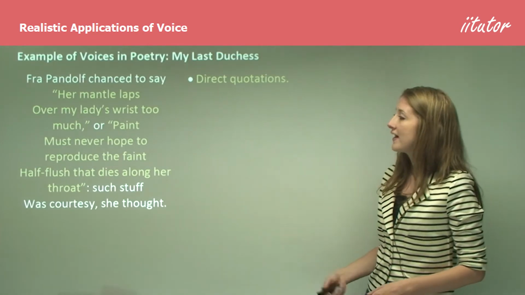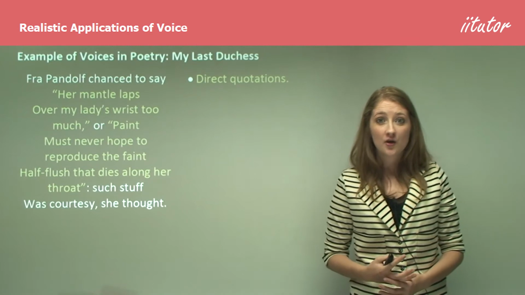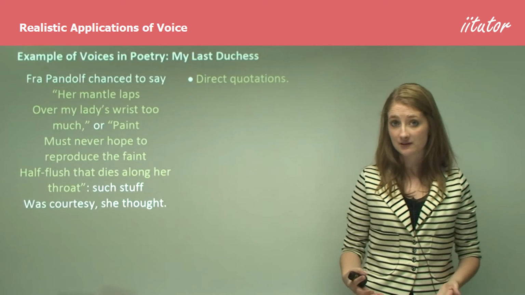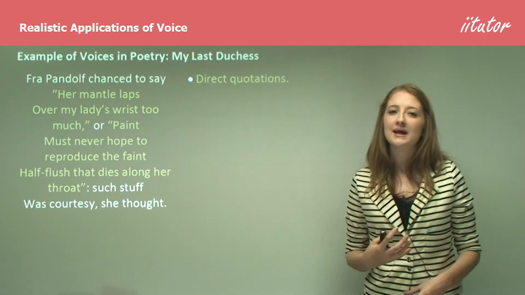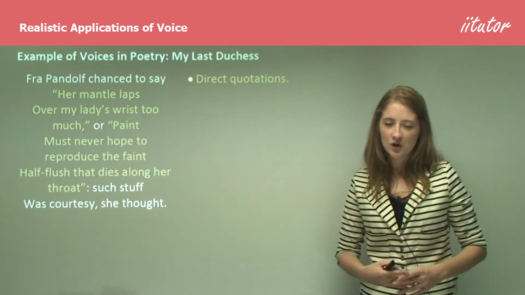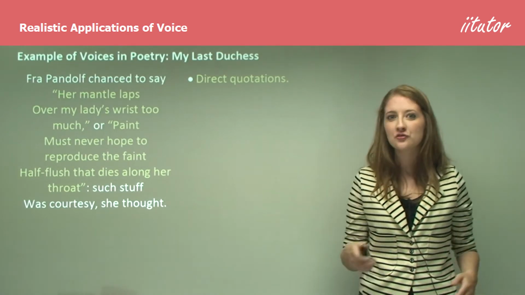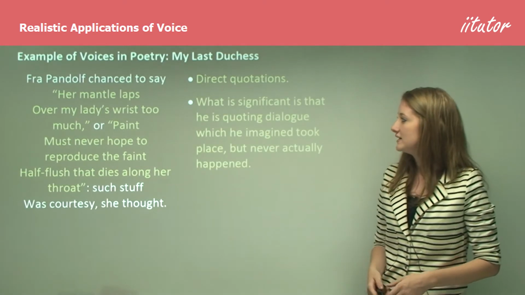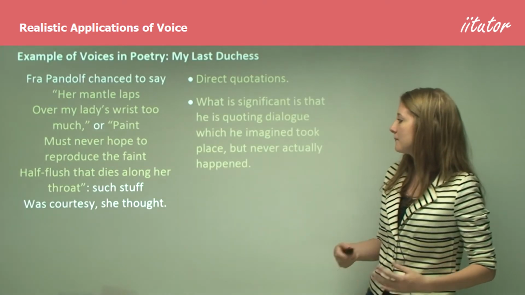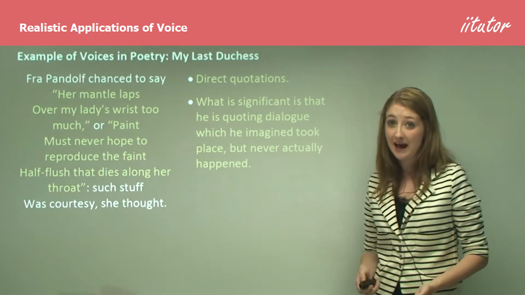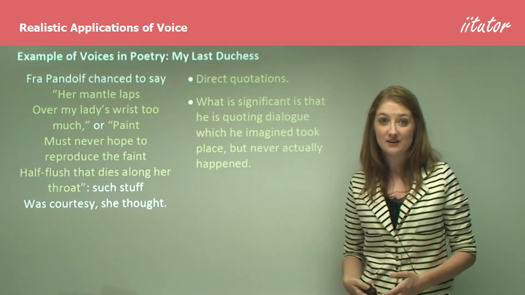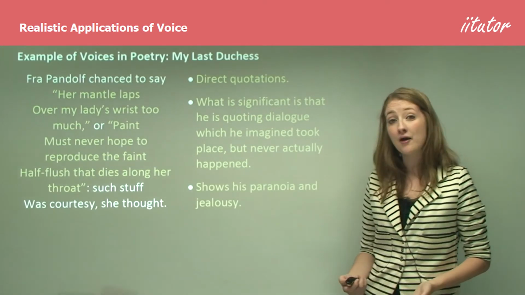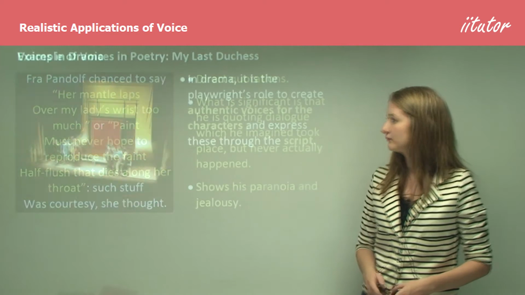So, what's highlighted here is direct quotations. The author is directly quoting Fra Pandolf, who was the portrait painter for his wife. So you're getting a lot of voices coming through in this, not just the voice of the narrator, but also the literal quoted voices of other characters. What is significant is that he is quoting dialogue which he imagined took place, but never actually happened. So he's imagining this scene and the way that his wife reacted. This wasn't really true. It shows his paranoia and immense jealousy.